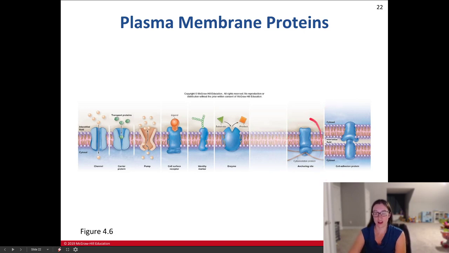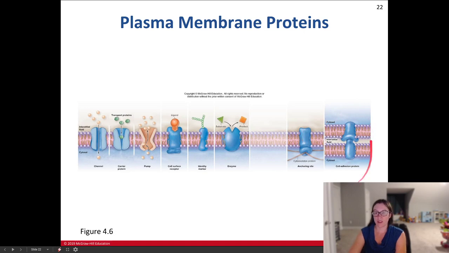We can also have an anchoring protein. Anchoring proteins are going to anchor the cytoskeleton, which is one of the organelles inside the cell. It's kind of like the bones of the cell. It's going to anchor it to the plasma membrane so that the cell can keep its shape.